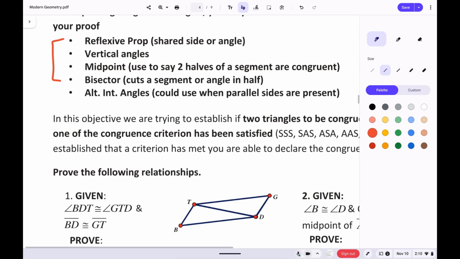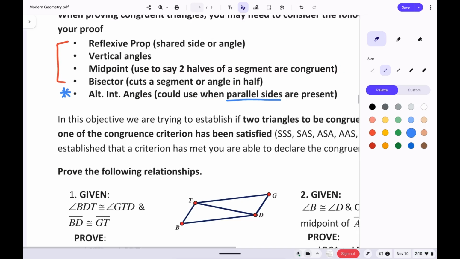But the only one that we really didn't see an example of in class yesterday was this last one, when we have alternate interior angles. And that's because we didn't have any problems yesterday that talked about there being parallel sides. So that's what I want us to go over today. There's only one that we need to fill out in your notes today that includes parallel sides. But then I'm also going to take a look at the worksheet that you'll be getting today, and we'll do one of those as well.